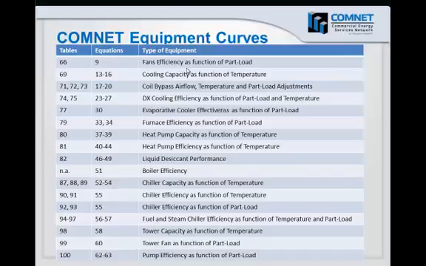The first column shows the tables that present the coefficients. The second column lists the equation numbers that are used to define the part load or temperature dependent conditions. And the third column shows the type of equipment and the type of adjustments that's made to the efficiency or capacity of that equipment.